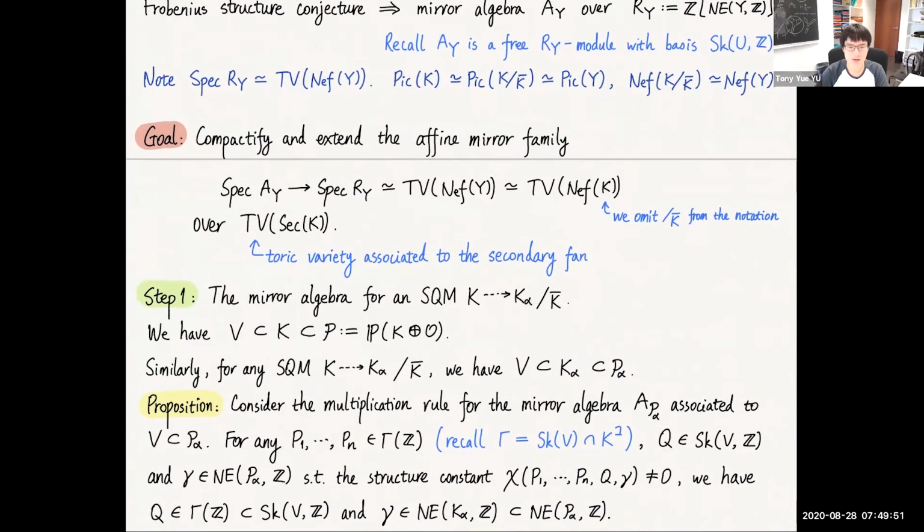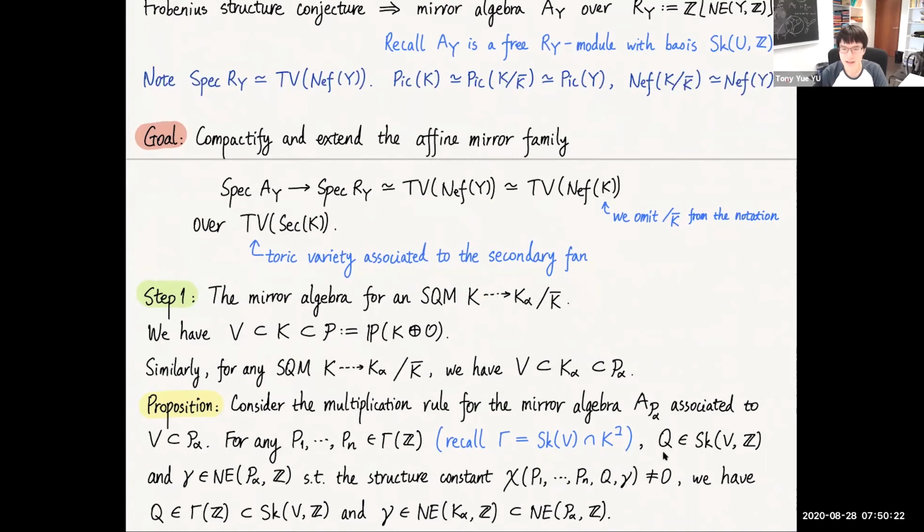So we can show that, consider the multiplication rule for the mirror algebra A P alpha associated to this compactification P alpha of V. Then for any P1 to Pn, any points inside gamma Z, recall gamma is a subset of the essential skeleton of V.